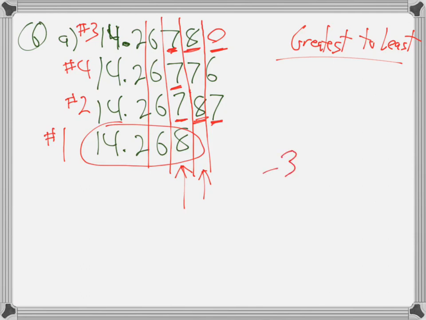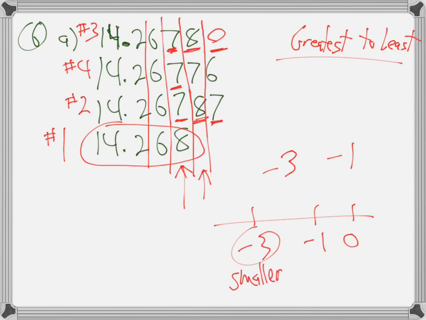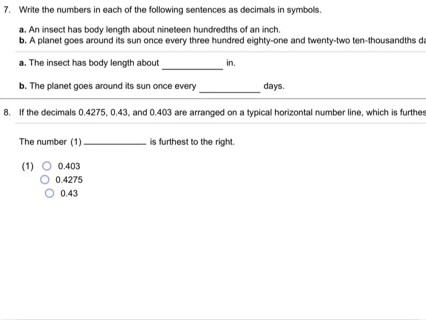Think about -3 and -1. 3 is the bigger number, but where are they on the number line? This is actually the smaller number now, isn't it? I'm just giving you a for instance. What if they said -3, -1, which is the smaller? The bigger negative, the more negative, is actually smaller. Think about money, like your bank account. If you're $3 in debt, I've been there, versus $1 in debt, this is worse off. That's smaller. All right.